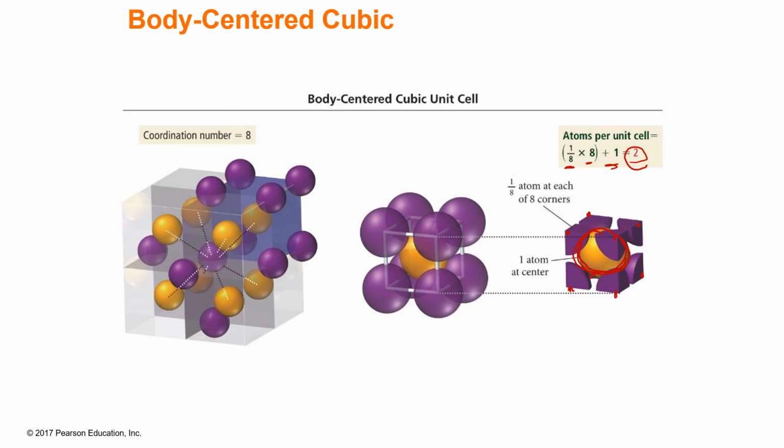If we look at the coordination number, that 1 atom sitting in the center of the unit is touching 8 other atoms that sit at the corners. And so our coordination number is 8 for a body-centered cubic unit cell. So these are different examples of the simple cubic.